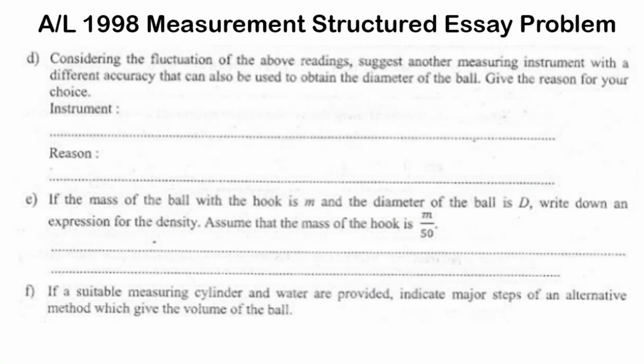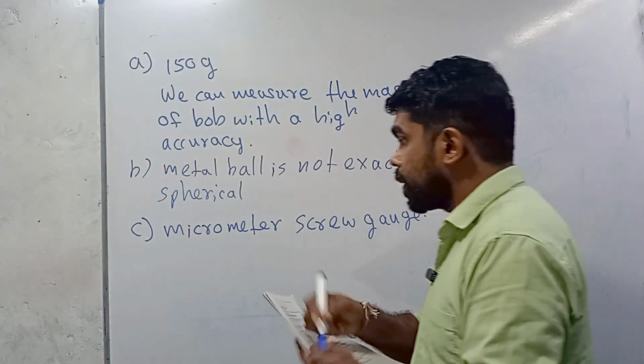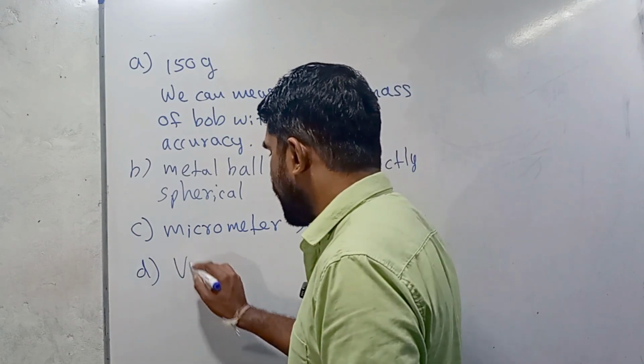Then part D, considering the function of the above reading, suggest another measuring instrument with a different accuracy that can also be used to obtain the diameter of the ball. Give the reason for your choice. We can obtain the diameter of the ball by using a vernier caliper.